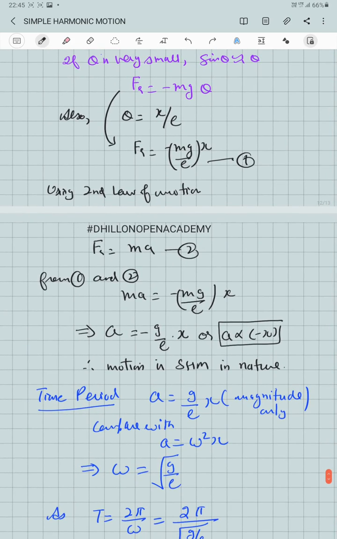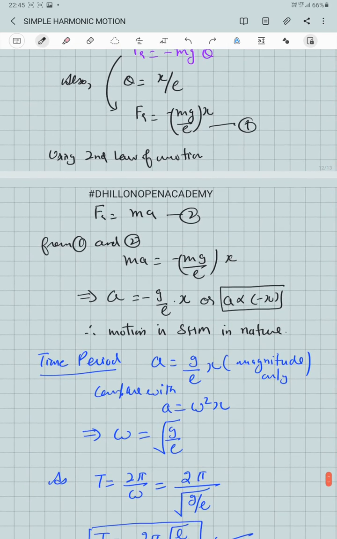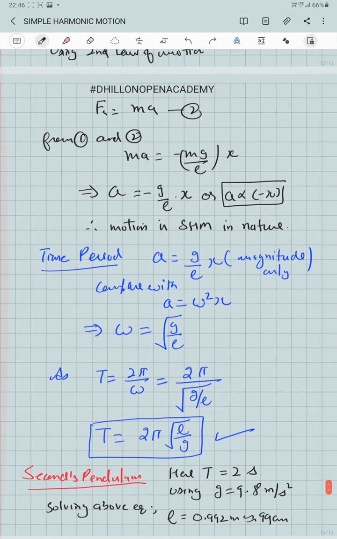Now we have to find the time period. If we write the above equation, a equals minus g by L times x, in magnitude form only, and compare it with a equals omega squared x, we get omega equal to the square root of g by L. We know that the time period is given by T equals 2 pi by omega. If we substitute the value of omega here, the time period comes out to be 2 pi times the square root of L by g, which is the expression for the time period of a simple pendulum.